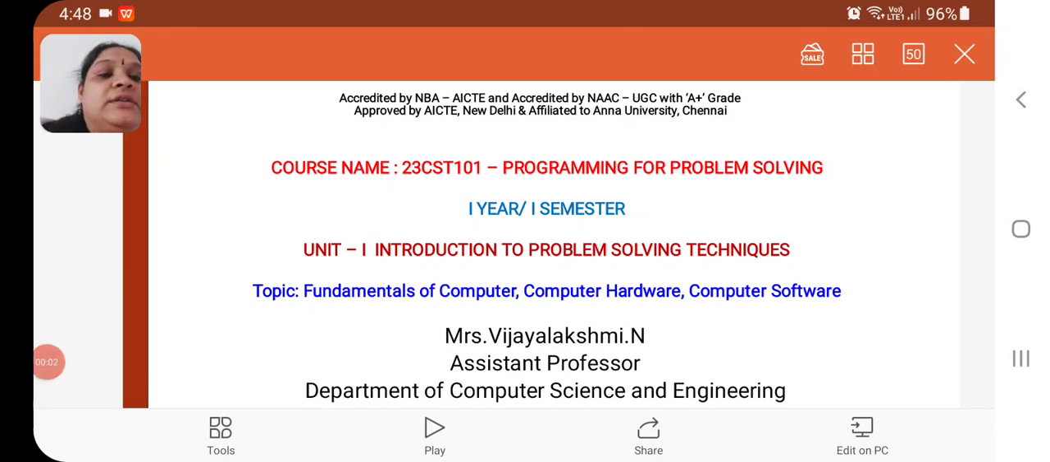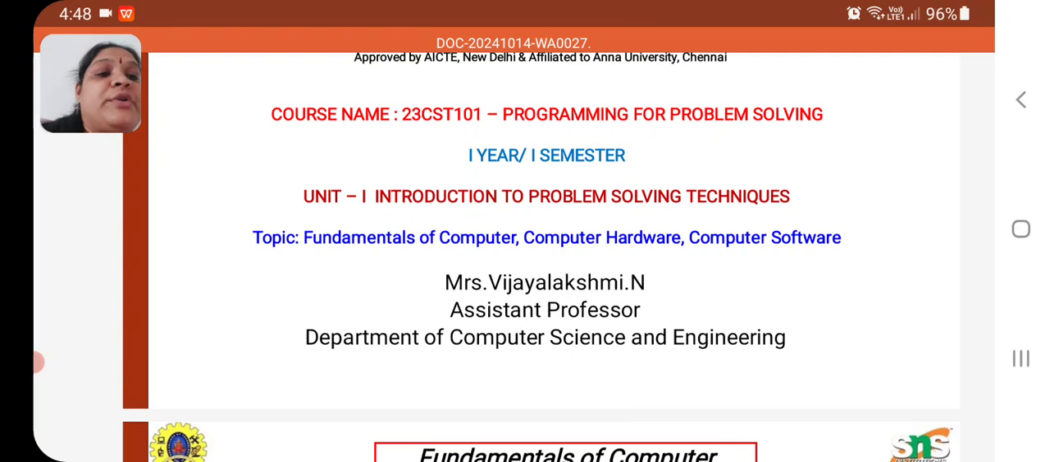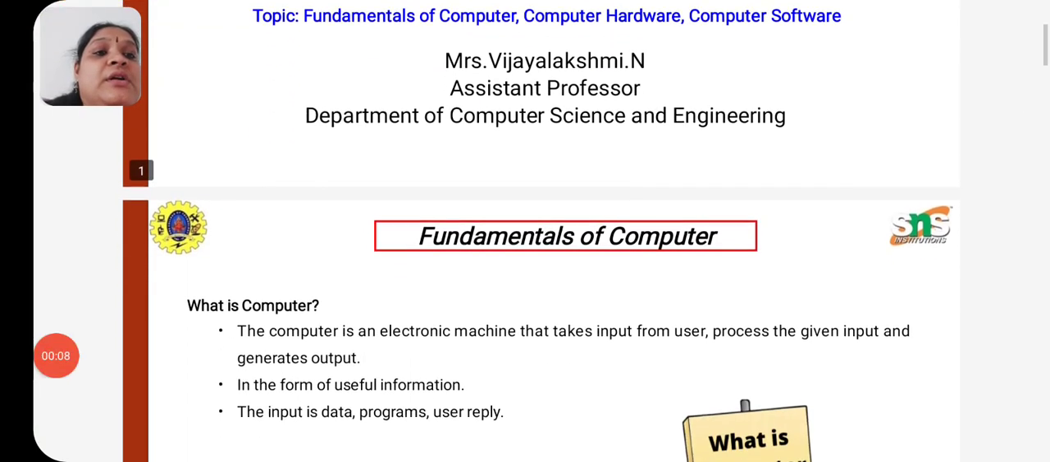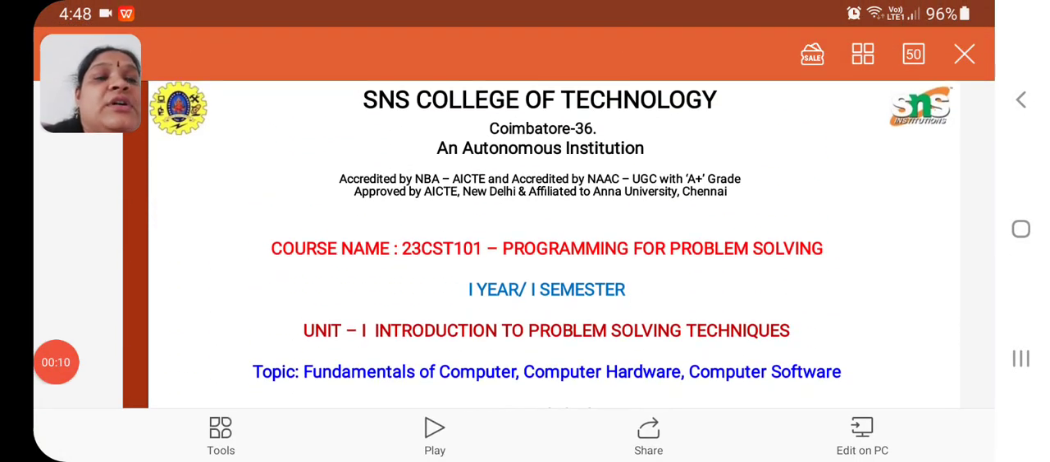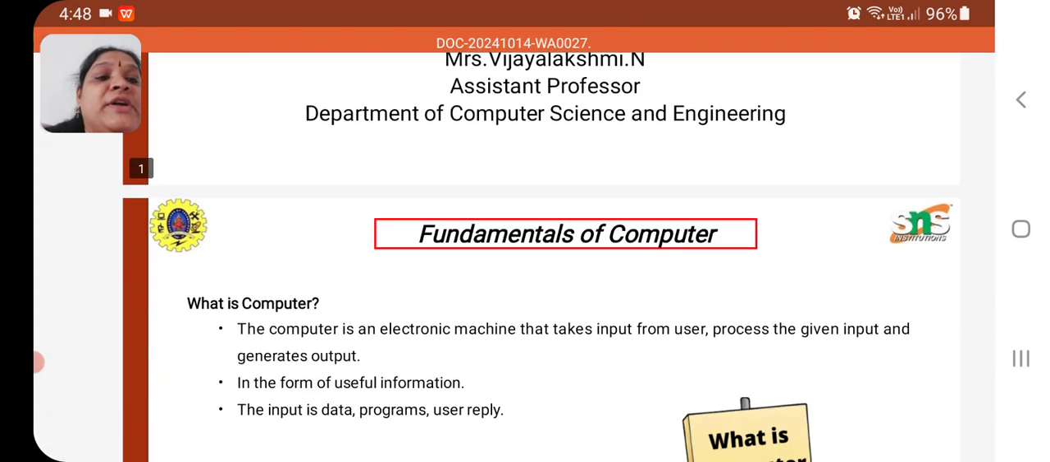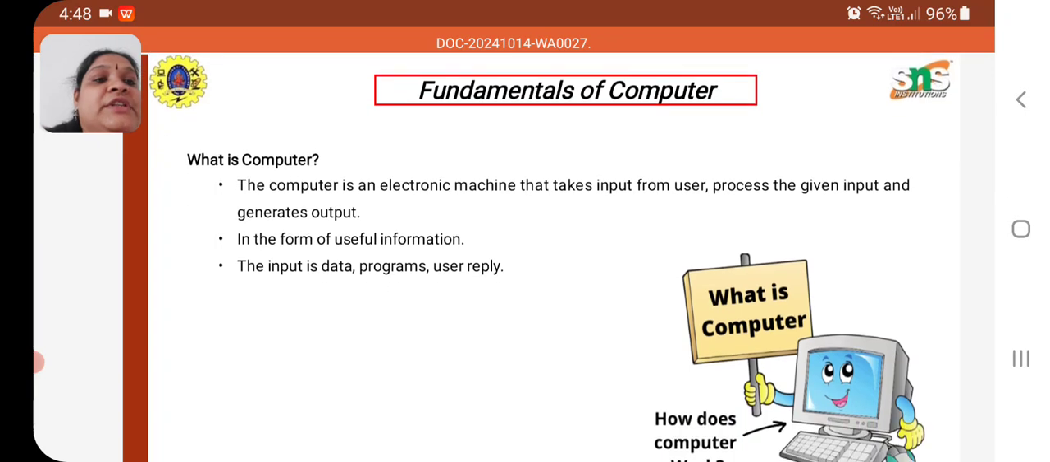Hi all. So let me start with the fundamentals of computer hardware, computer software, everything. This course I'm handling for triple E first year students. And the subject name is programming for problem solving. Let me start with the fundamentals of computer.